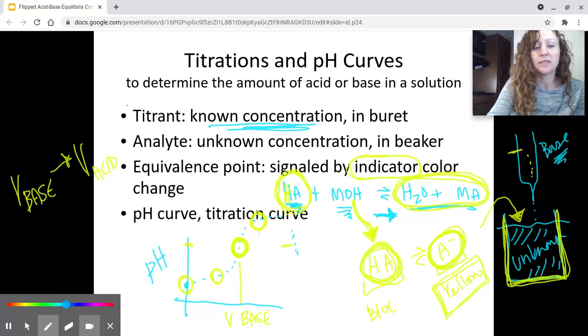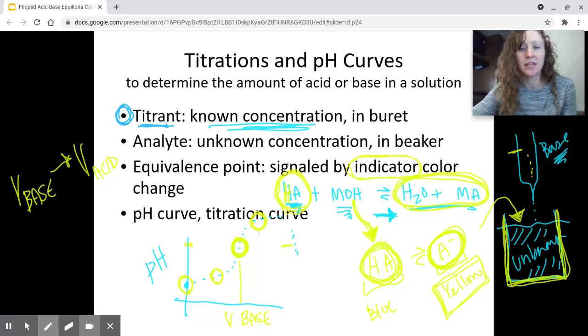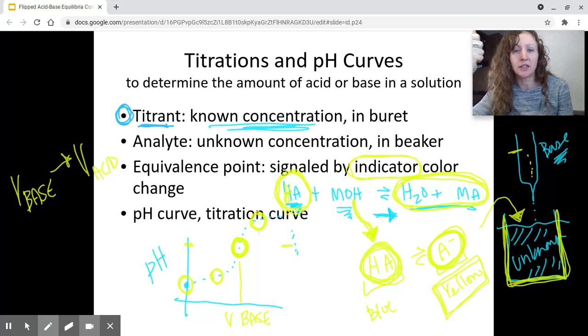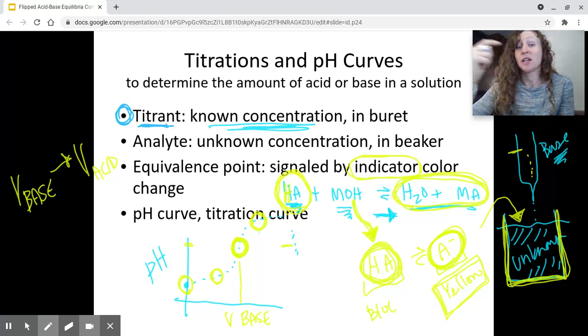You want to be able to tell me what the titrant is. The titrant is the thing that you are fully in control of and you're adding. So in the example I just gave you, that would be the base, right? So we choose the base we're going to use. Let's see, for river water, I'm going to use sodium hydroxide, right? We're going to choose the base that we're going to add. We're going to choose the concentration of base that we add.